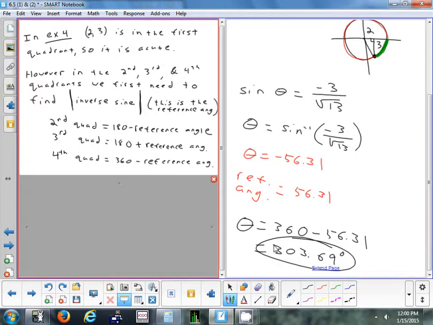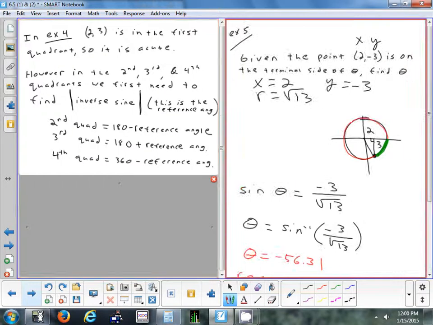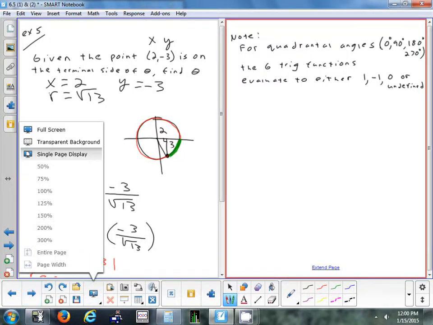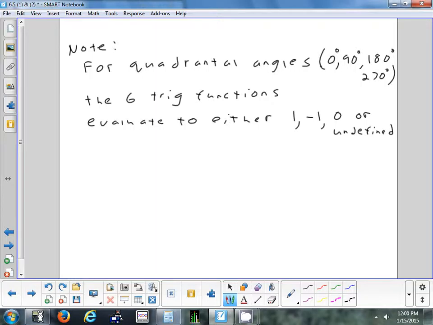Now, here I wrote if you're in the second, third, and fourth quadrants. Well, it's possible you might not be in a quadrant. You could be on an axis. If you're on an axis, that's kind of a special case. We saw that we have undefined values, 1, -1, or 0. Any trig function for any of those angles, I don't care which one you do, sine, cosine, tangent, secant, cosecant, or cotangent, the answer always comes out to either a 1, a -1, a 0, or undefined.